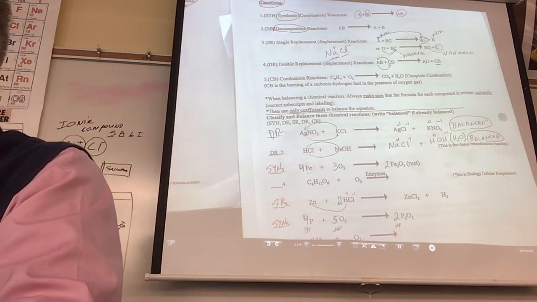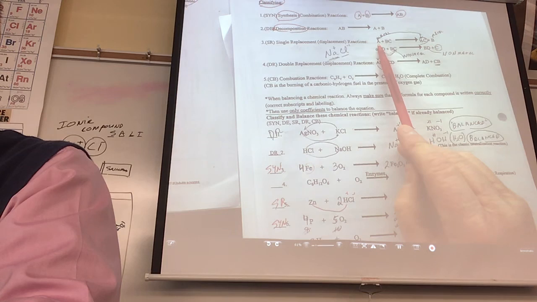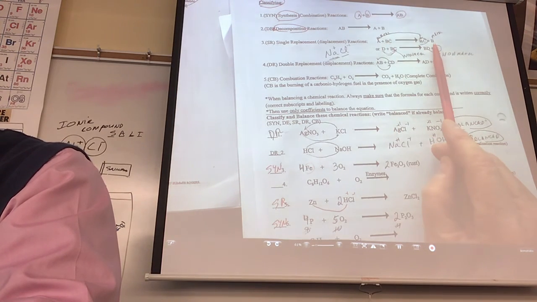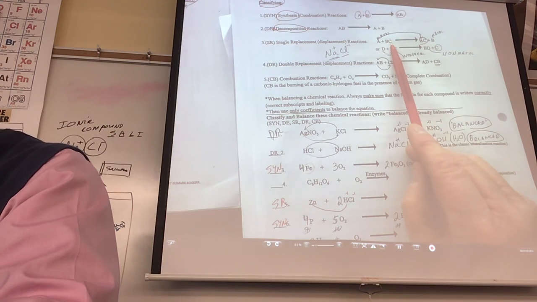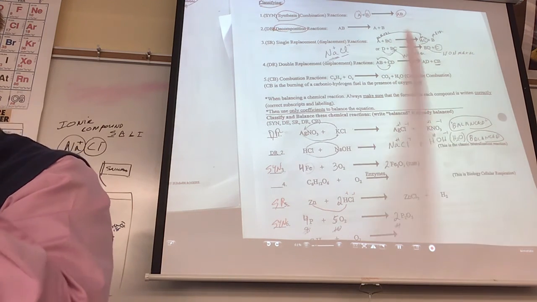Decomposition. Next, what if you have A plus BC and A kicks out B? See how it got kicked out? And A forms a compound with C. That is a what?